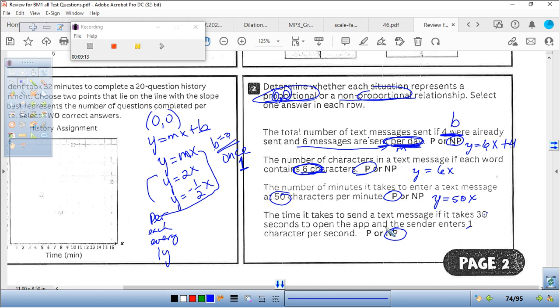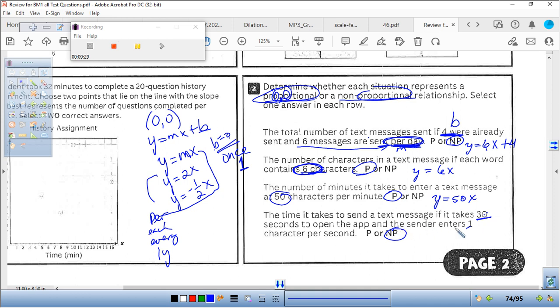So for it to be non-proportional, let's make sense of this. The time it takes to send a message: if it takes 30 seconds to open up the app, that's already happening once. 30 seconds to open it up. That only happens once, you open it up once. Okay?